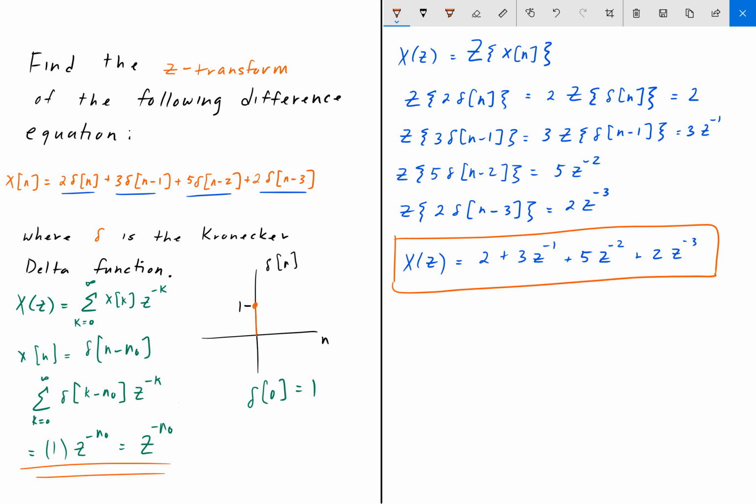More formally, and I don't think this is on the FE handbook either, the time delay property simply states that some x of n minus n0 z-transforms into z to the minus n0 times the z-transform of x. Our x was the delta function, so its z-transform actually became 1, and then we used this property.